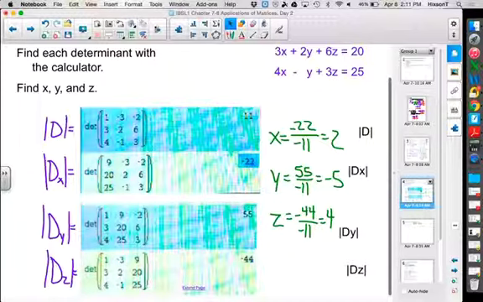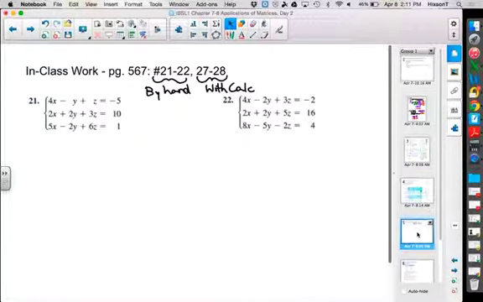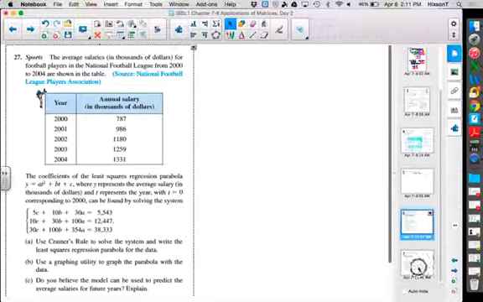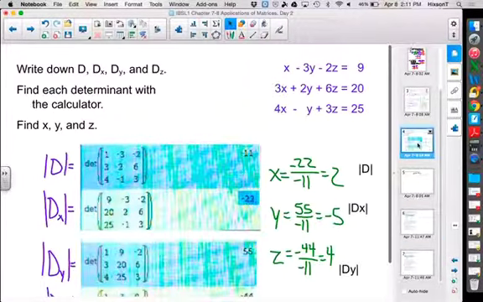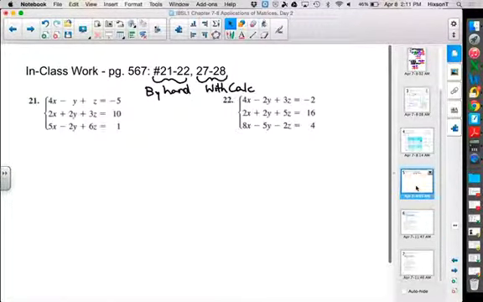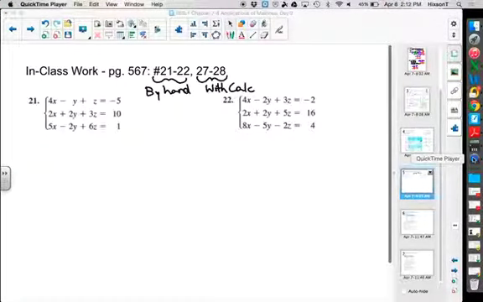Now, what we're going to do for the remainder of this time, I want you to get some practice doing these both ways. So, here are two systems. I want you to practice. You can work with somebody, but when you're getting your determinants, I want you to get them by hand for 21 and 22. 27 and 28 are application problems. When you're finding determinants for these, go ahead and use your calculator. So I'm going to let you guys get started on that, and we'll work out what we need to work out.